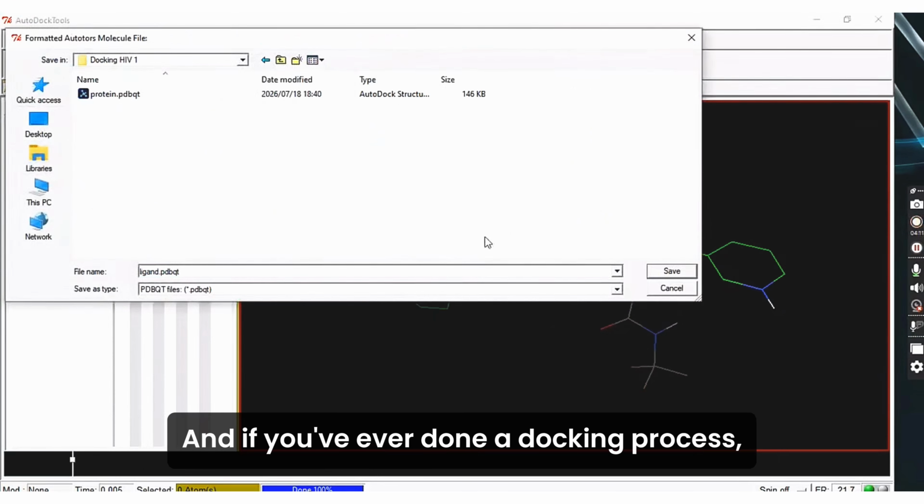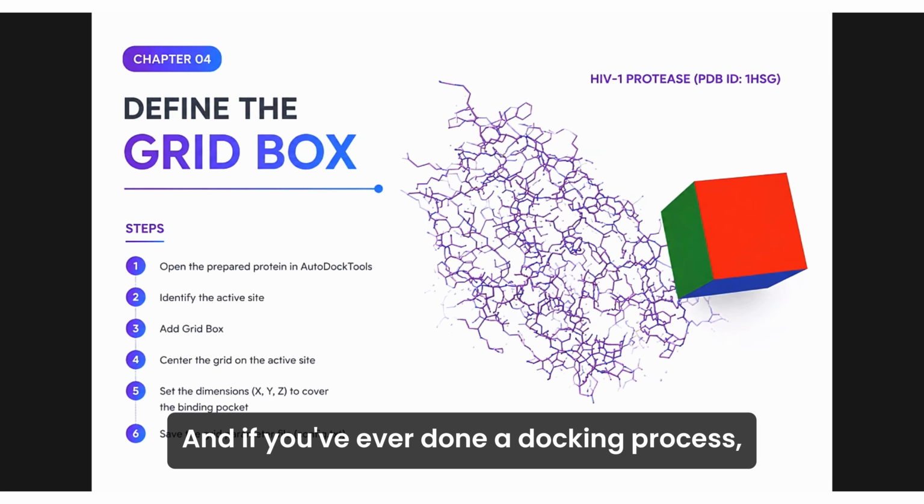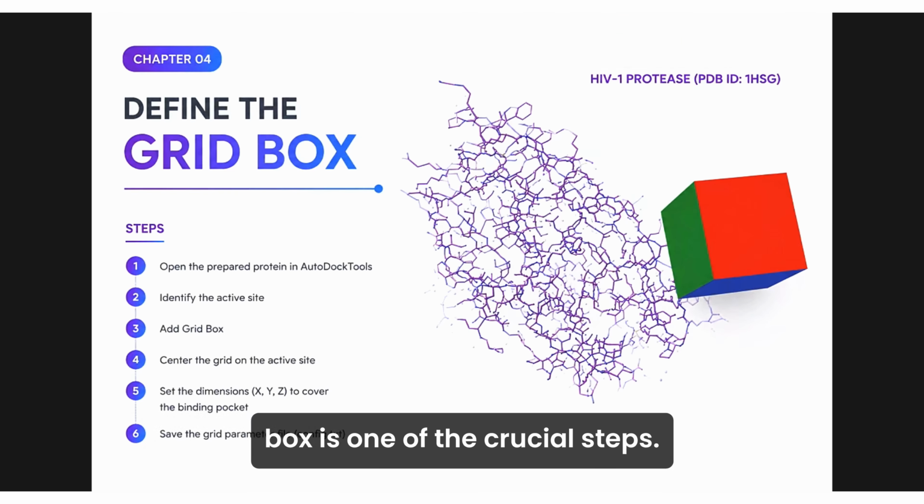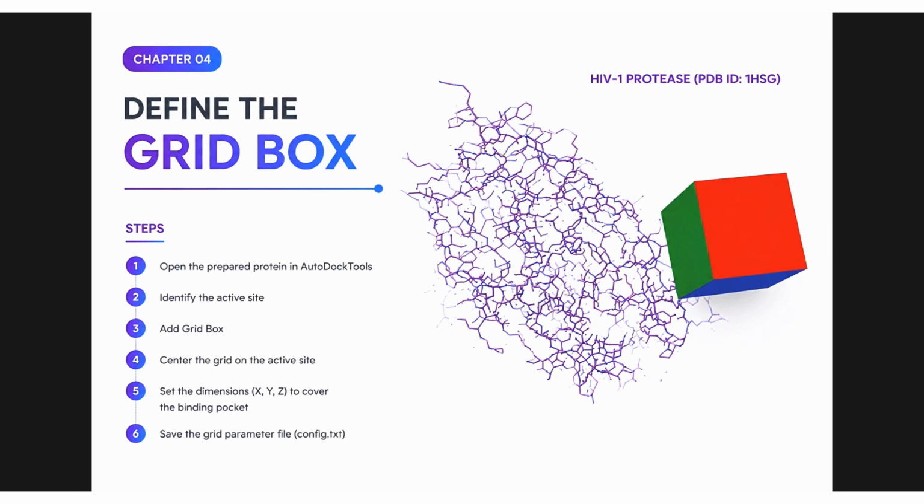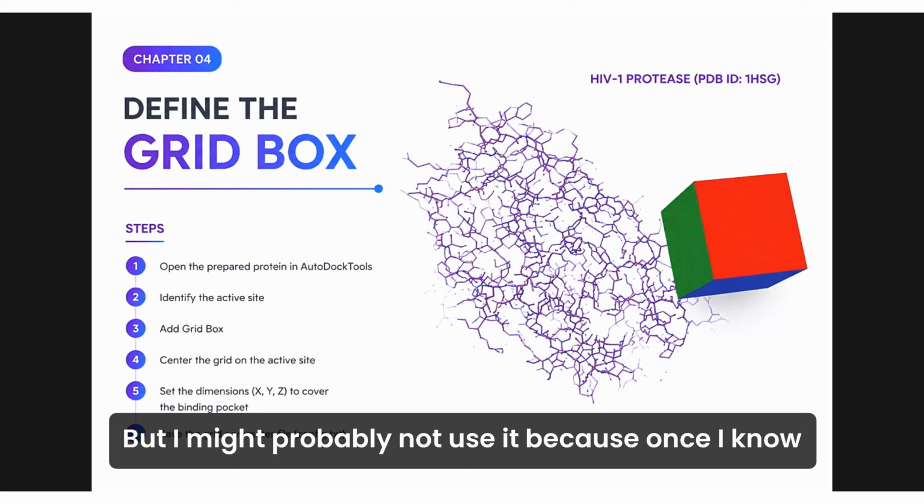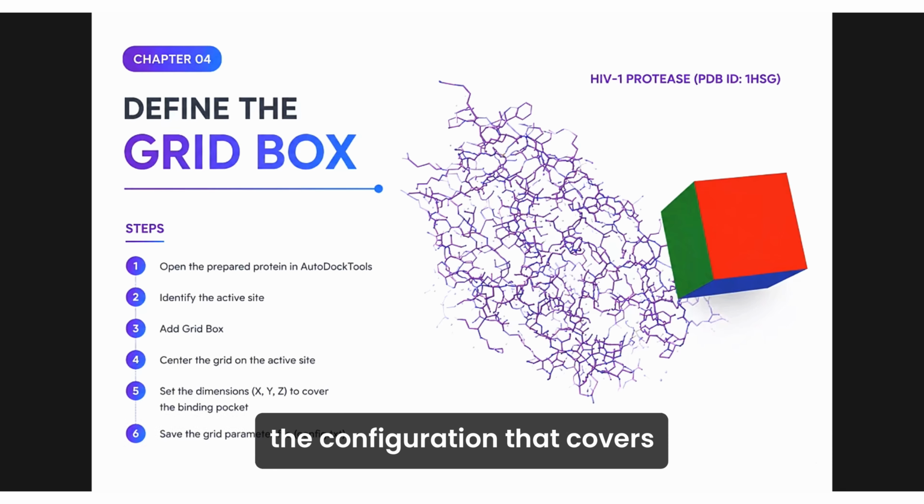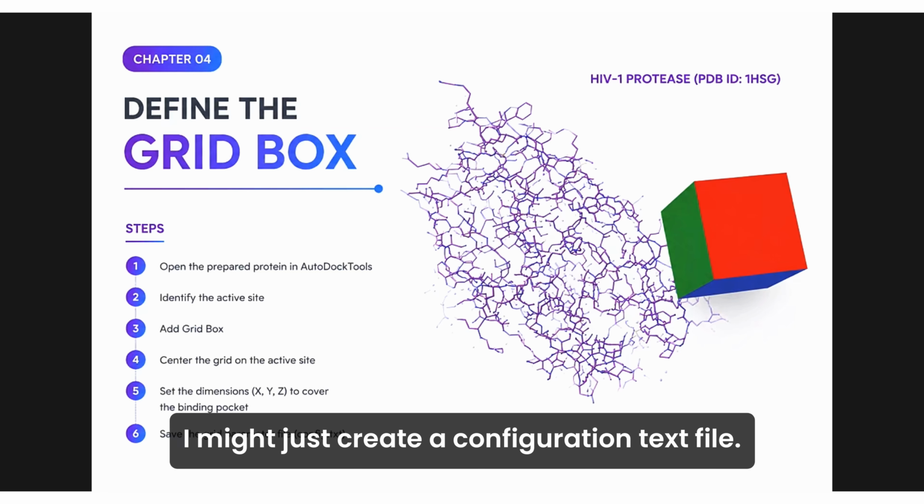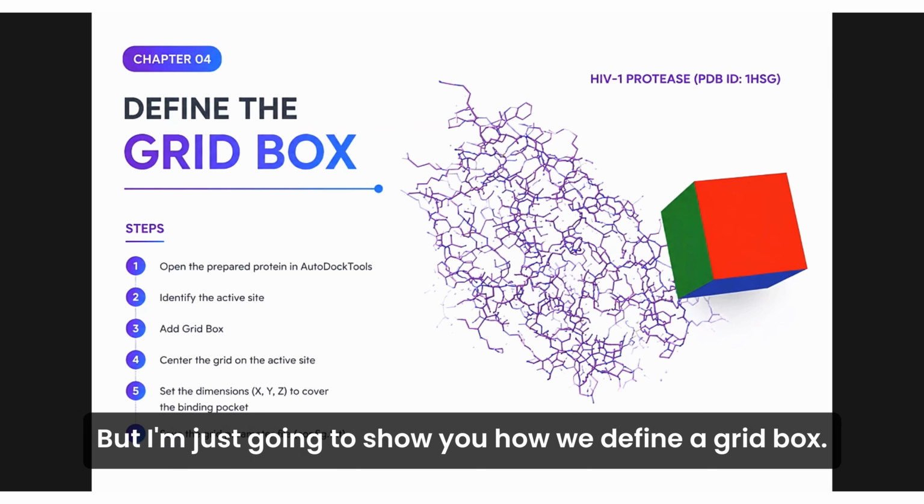If you have ever done a docking process, you might probably know that defining the grid box is one of the crucial steps. But in this case, I'm just going to show you how we define a grid box, but I might probably not use it because once I know the configuration that covers the binding pocket we are targeting, I might just create a configuration text file. But I'm just going to show you how we define a grid box.